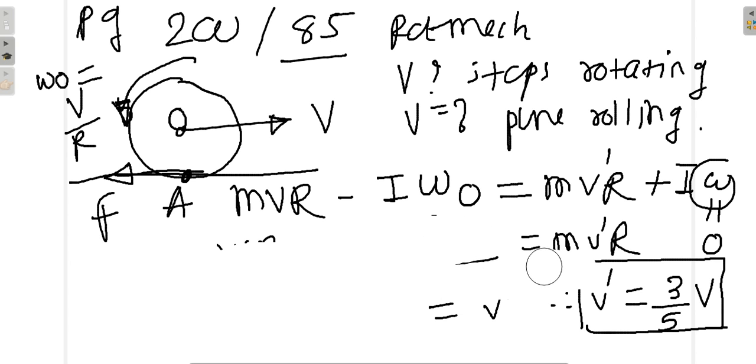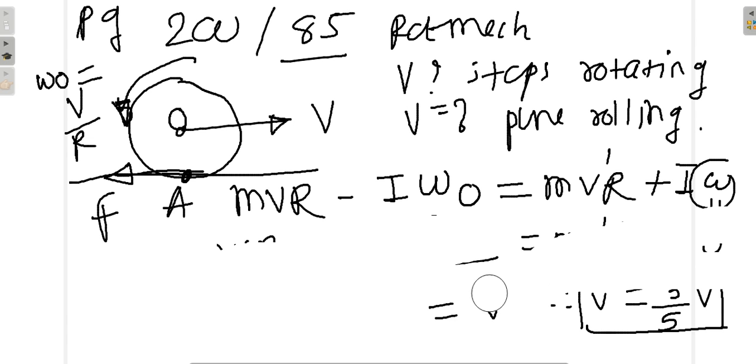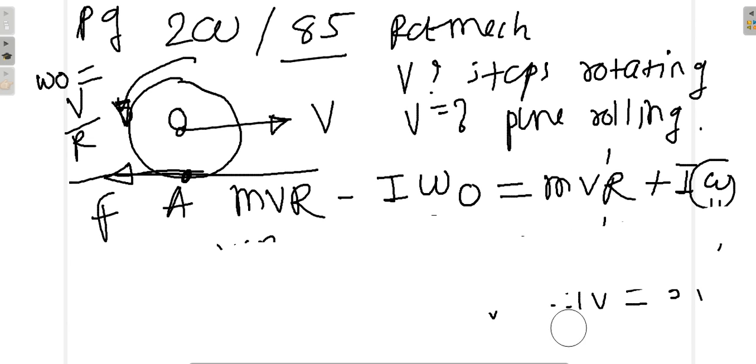When the body starts pure rolling, the only difference will be that this omega will be written as v dash upon r. This omega will be v dash upon r. That is the only difference that we are going to make. So let us rewrite it quickly.